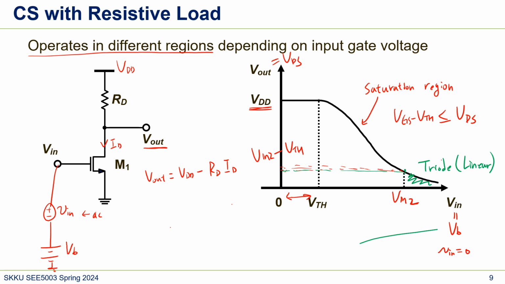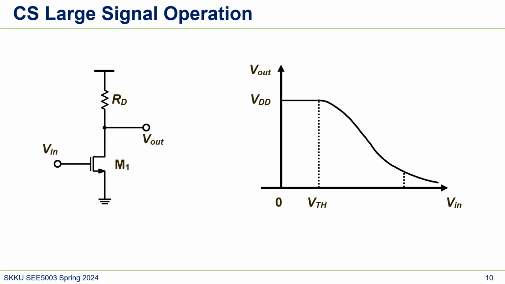Because at this point, V in 2 minus VTH is VD, right? So they're at the edge. We discussed the operation regions, right? So this is cutoff, this is saturation, and this is linear. Of course, we're talking about M1's operation region.